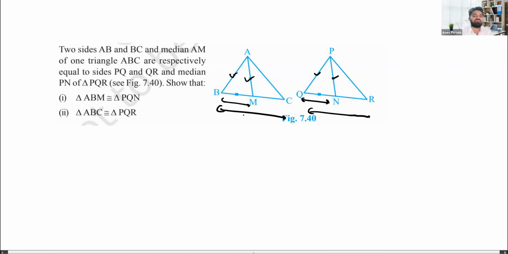How will you prove that BM is equal to QN? Sir, by SSS? Yes, by SSS. You are able to prove this by SSS, but the third side, BC equal to QR, is given, not BM equal to QN. If you need to prove ABM equals PQN, then this side is equal to this side. It is given that AB equals PQ and AM equals PN, but you need to prove BM equals QN. How will you be able to prove?